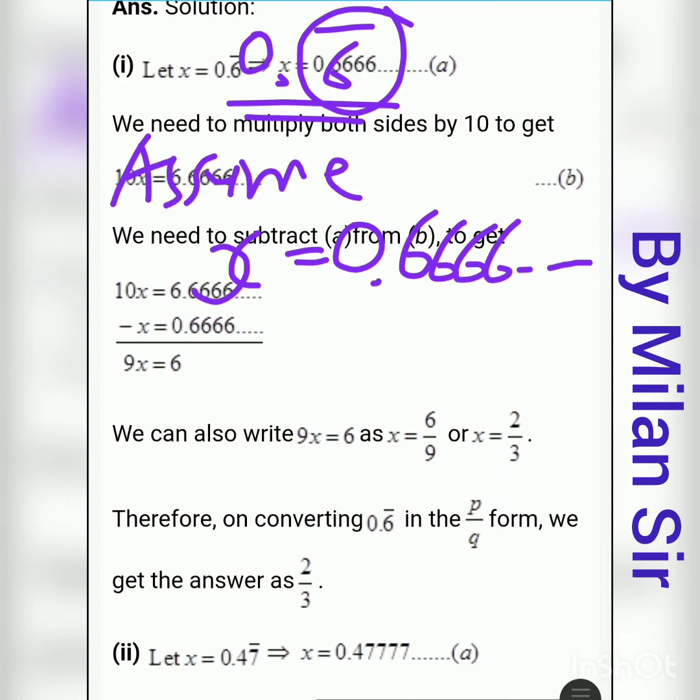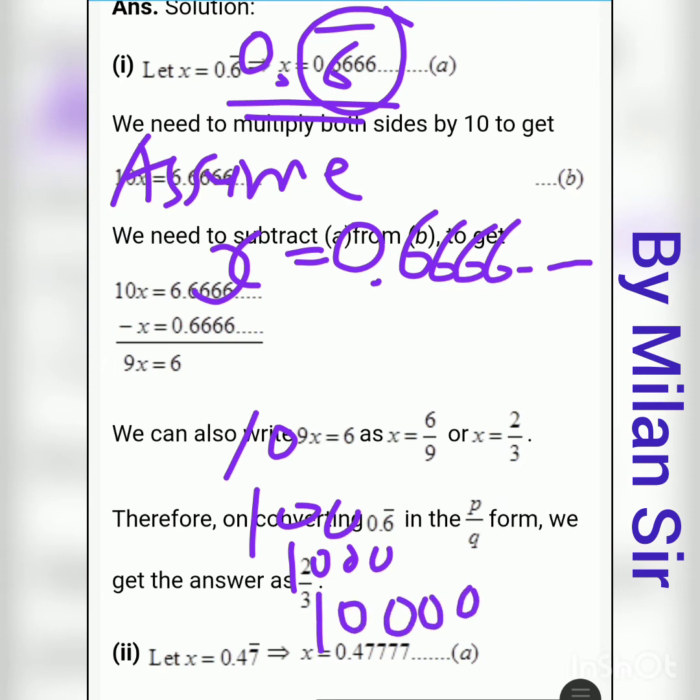Now we need to multiply this equation with, now just see here how many digits are repeating here. Only one digit. Okay, so if one digit is there, we need to multiply with 10. If two digits are there, then we need to multiply with 100. If three digits, then 1000. If four digits, then 10,000. That means whatever number of digits we have, the same number of 0s we need to take after 1. Here only one digit is there, so we need to multiply this equation with 10.